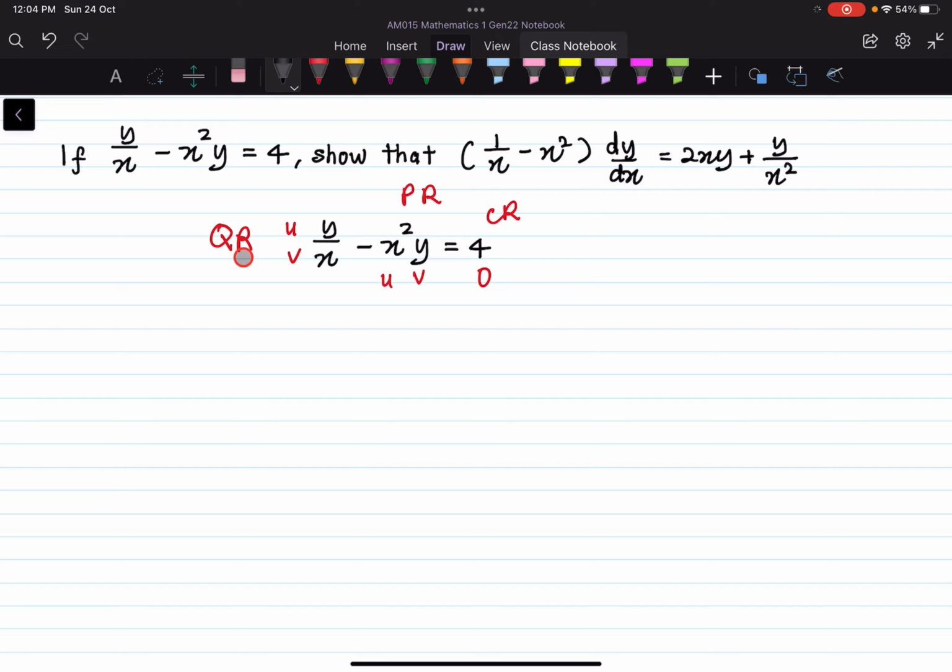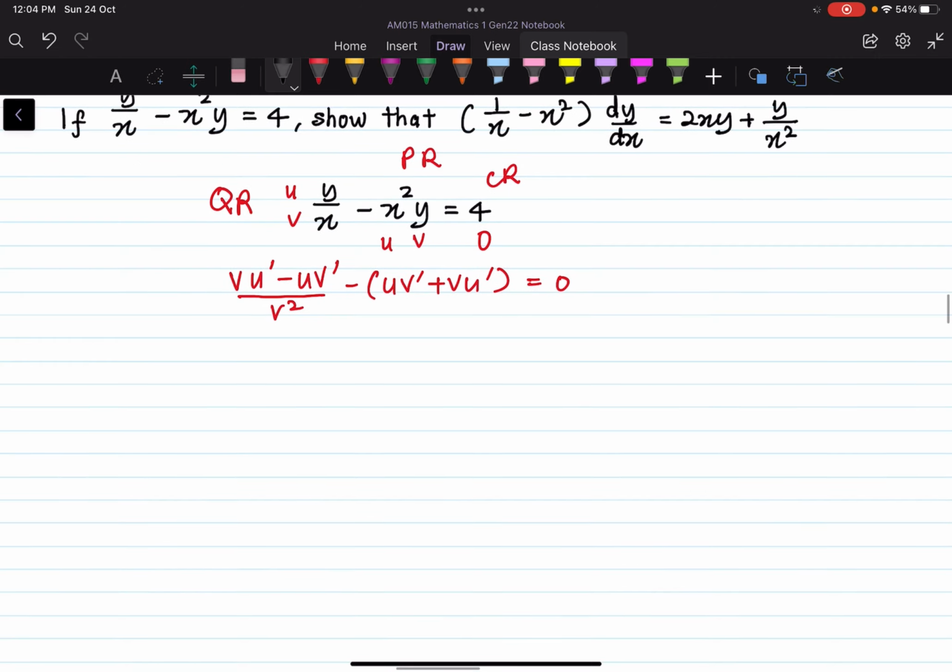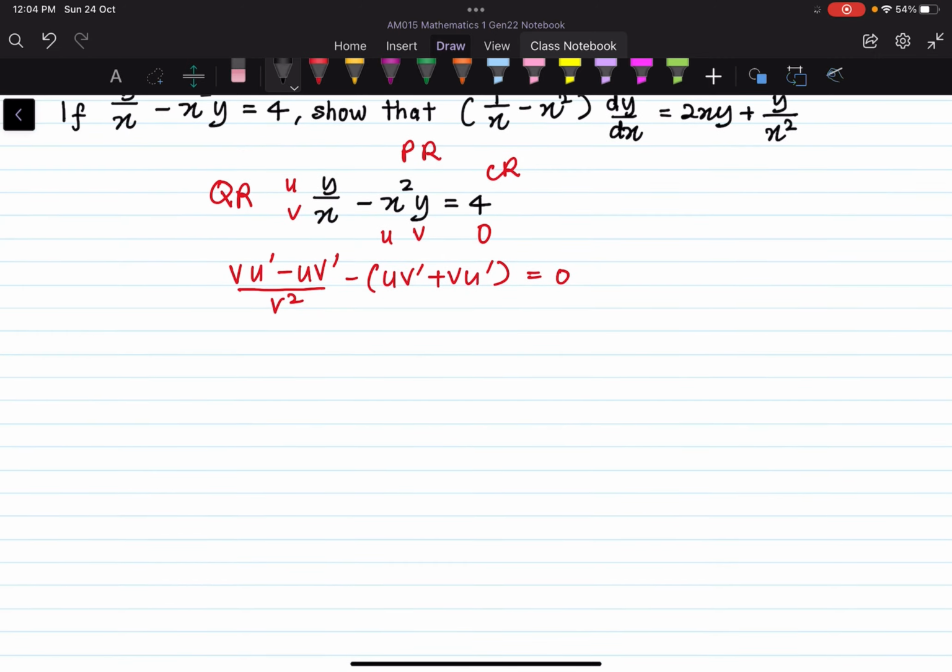So now let us differentiate. We know that quotient rule is vu prime minus uv prime over v squared. And for the product rule, it is uv prime plus vu prime. And for the question, let us differentiate.